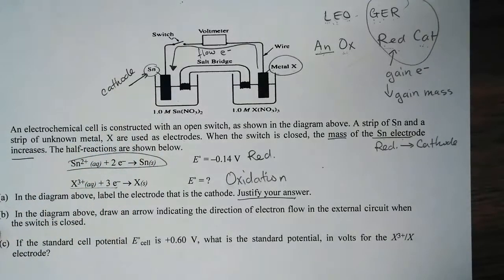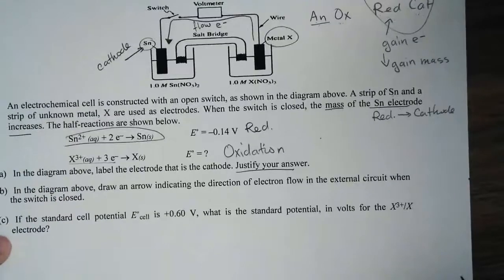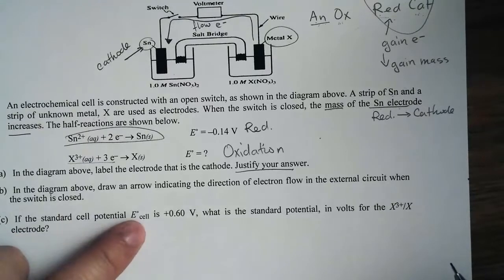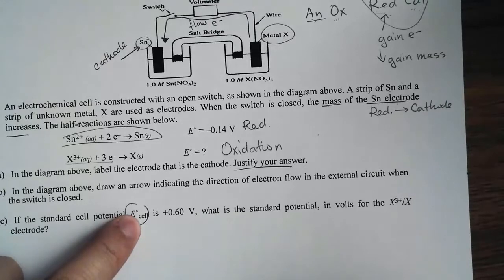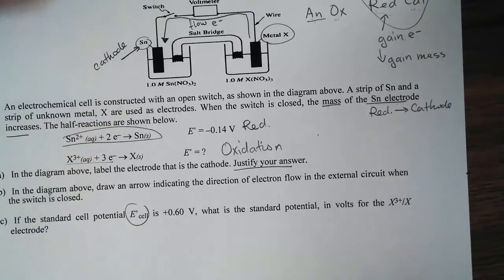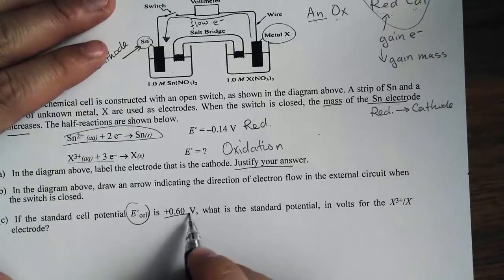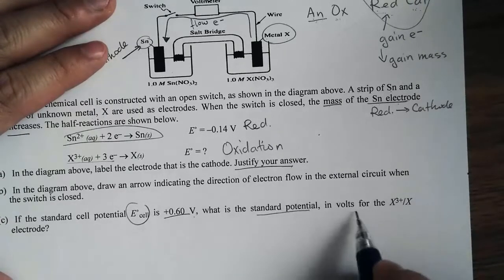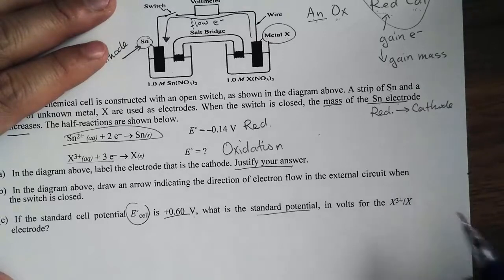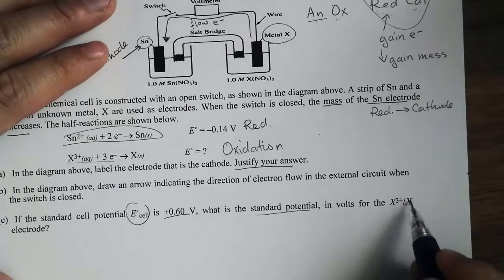Now let's look at another problem. For this answer, you're just going to write: see above picture, or see diagram above. Now let's go to C. If the standard cell potential was E cell, very important, okay? This is a combination of reduction and oxidation, and it tells you the E cell is 0.6 volts. What is the standard potential in volts for X with a 3 plus charge and X?